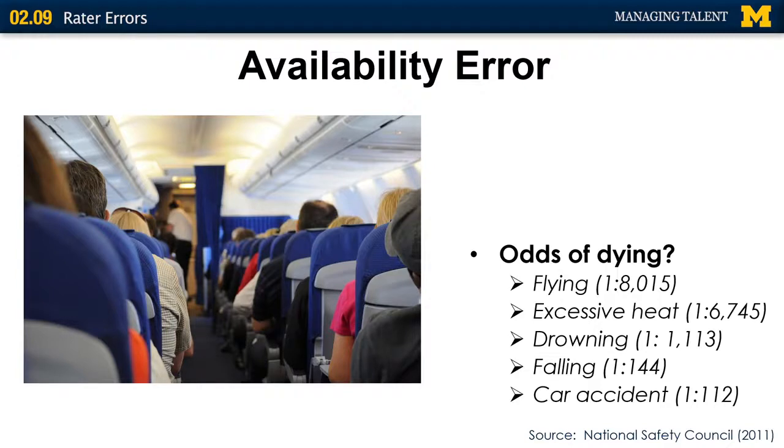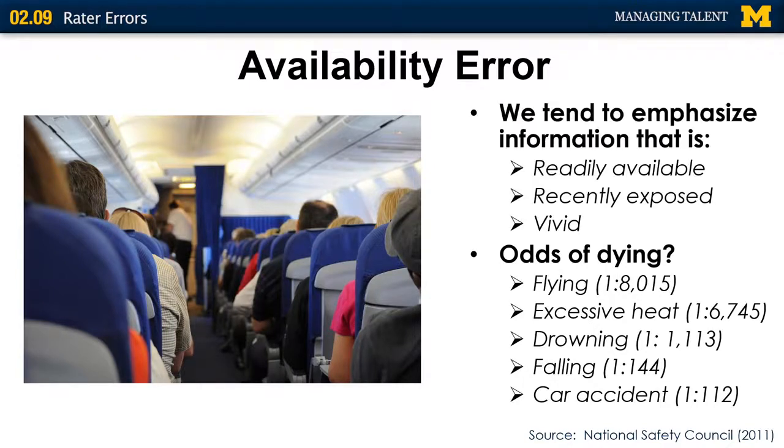And this helps us understand the availability error, where in making judgments, in making decisions, we tend to overemphasize information that is readily available, recently exposed, vivid, easily retrievable from memory. When applied to assigning performance ratings, what we tend to emphasize is most recent meetings, interactions, projects, and assignments. Or he really was a star in this last meeting with a customer. Or she really bombed that last presentation.